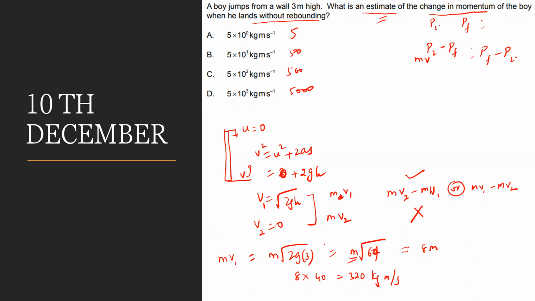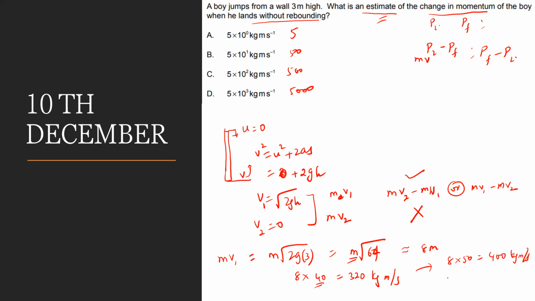Now, how much weight can a boy have? Let us consider it. We have assumed that the mass of the boy is going to be 40 kg. But a bulkier boy can also be somewhere around 50 kg. If I take 50 kg, what is the answer? 8 into 50 I'll get. How much will this be? 8 into 5 is 40, so 400 kg meter per second I get.